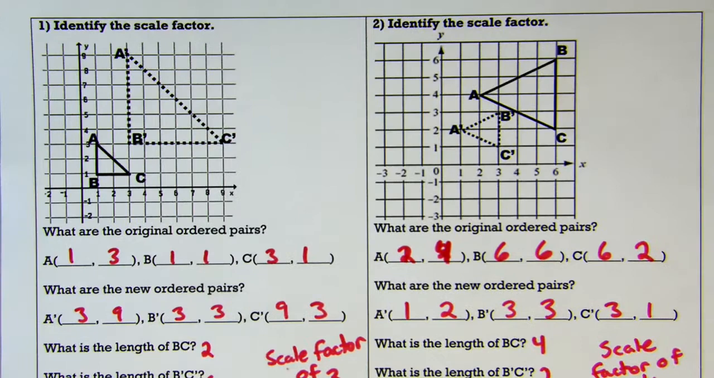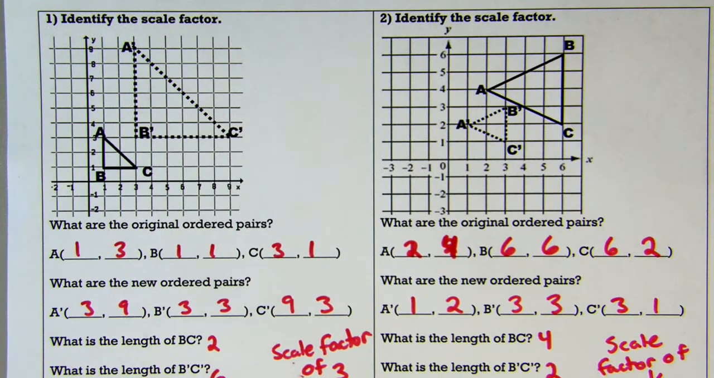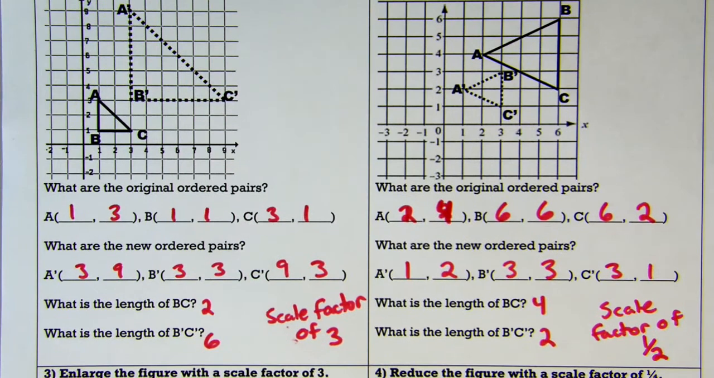Alright. So number 1 has us identify the scale factor. You should have found that your original points there, 1, 3, 1, 1, and 3, 1, and then your new prime ones are 3, 9, 3, 3, 9, 3. And you should have found that is a scale factor of 3, and that's proven in the length of side BC going from 2 to 6, times 3.